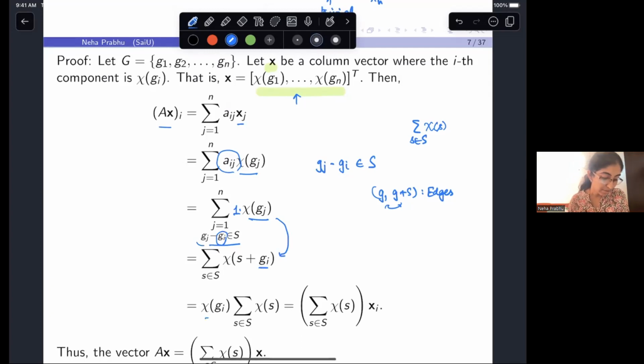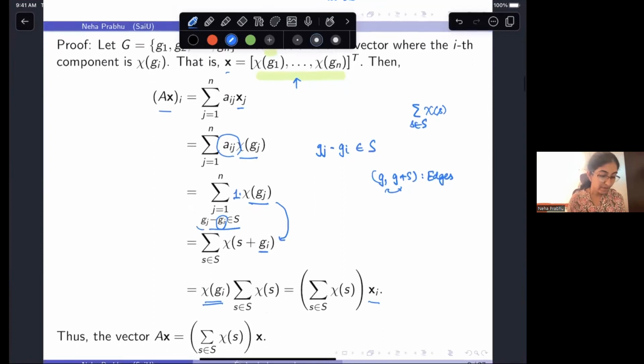Okay. So this doesn't change with our indexing. So the Gi is fixed, and that's nothing but the ith component of this vector. Okay, so that's xi. So put together, start to finish, we proved that. So this happens for each i, and finally we get that Ax is the same value times x, and this completes the proof.